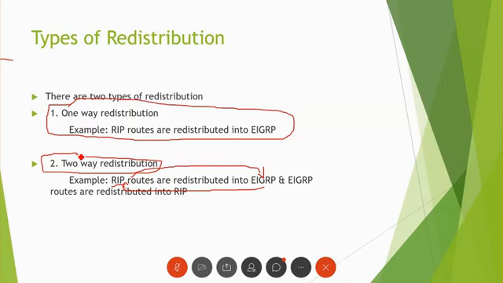But the rules will remain the same, and there are certain precautions that we have to take, especially with two-way redistribution. One-way redistribution does not create many issues in the network, but two-way redistribution we have to do very carefully, because it can lead to forming routing loops, which can create network disturbances. So we have seen what a routing protocol is, types of routing protocols, and the need for redistribution and types of redistribution. Any questions so far?